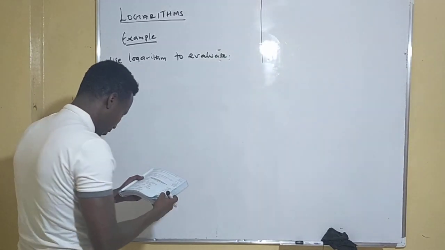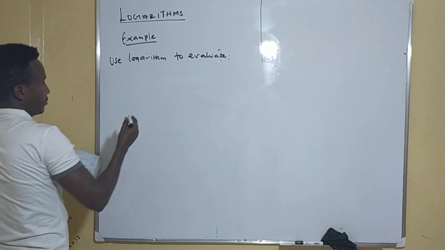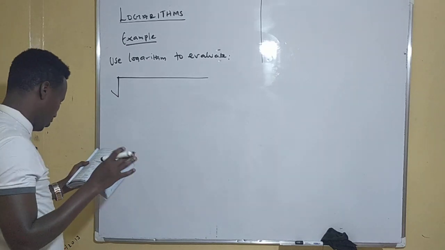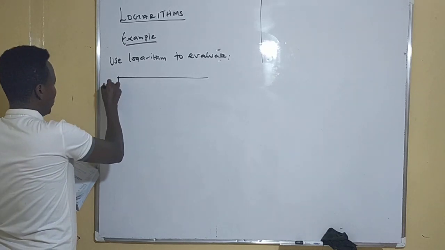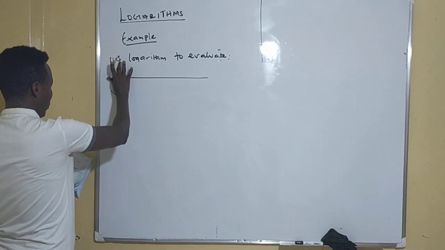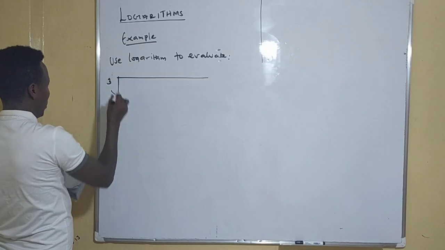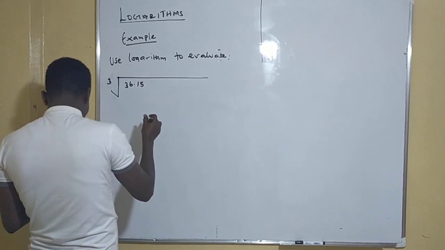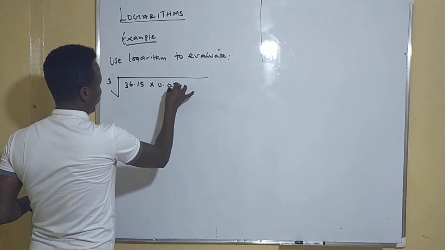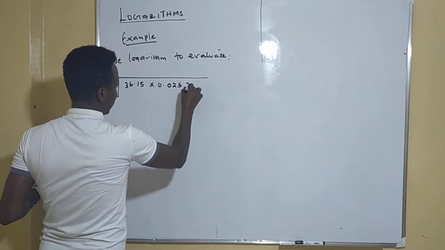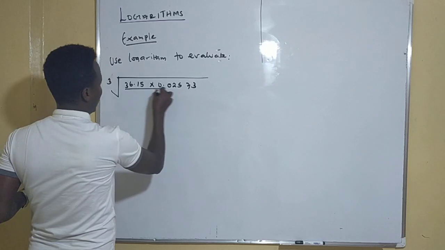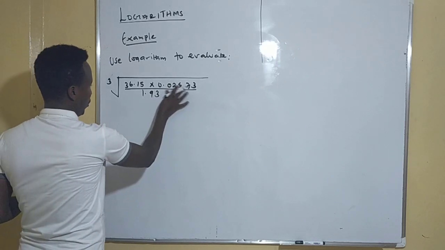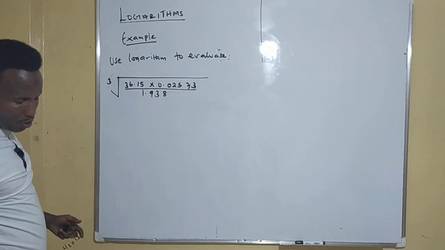Here we have, look at this one. Remember, the instruction is the same. Use logarithm to evaluate. We have here the cube root of 3, just a sum. Then here we have 6.15 times 0.02573 divided by 1.938. Now we will also follow the same procedure.